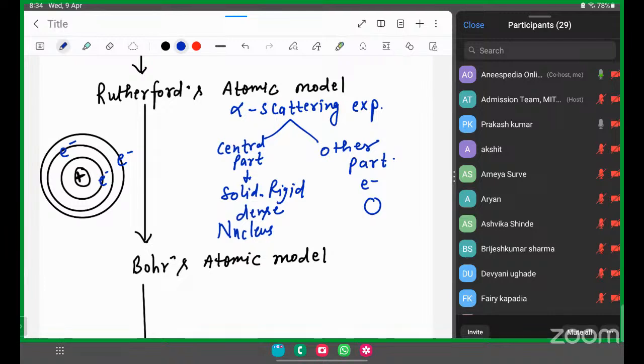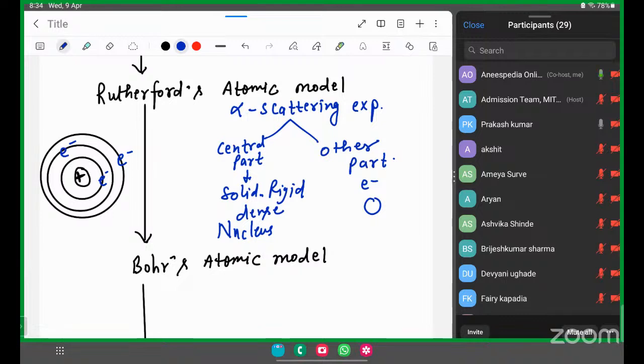Understood? So the important point about Rutherford's atomic model is that Rutherford discovered nucleus and proton. First point. Second point, all the protons reside in the nucleus and it is solid, rigid and dense. And the other part of the atom is almost empty. There are circular orbits and electrons revolving in those orbits.